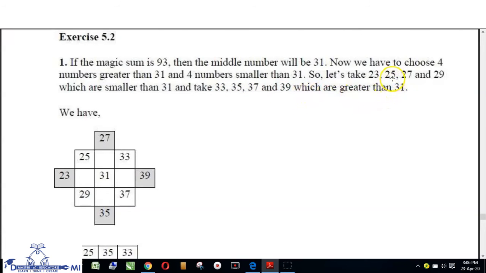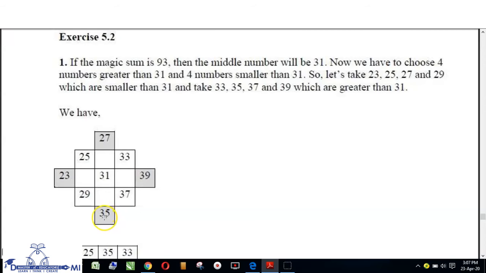In both the cases, numbers below 31 and above 31, we have taken numbers with a constant difference of 2. So there is a gap of 2 between 23 and 25, 25 and 27, 27 and 29. Again, for the higher numbers, there is a gap of 2 between 33 and 35, between 35 and 37, and between 37 and 39. Now we will construct a 3 cross 3 square with additional boxes on the left side and the right side, and on the top and at the bottom.